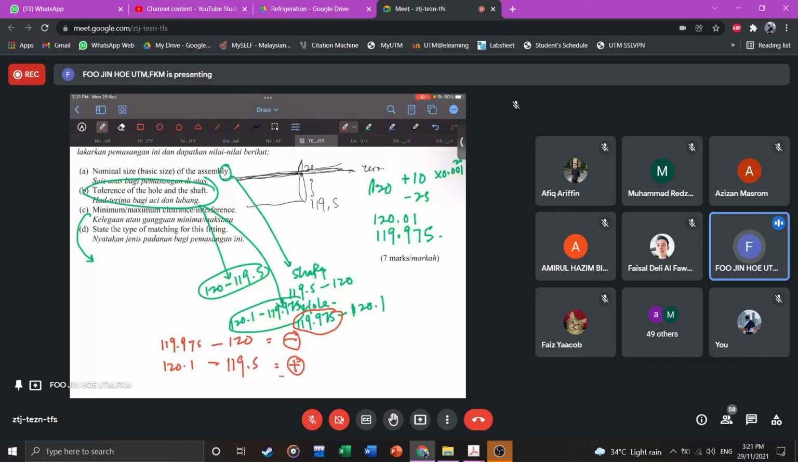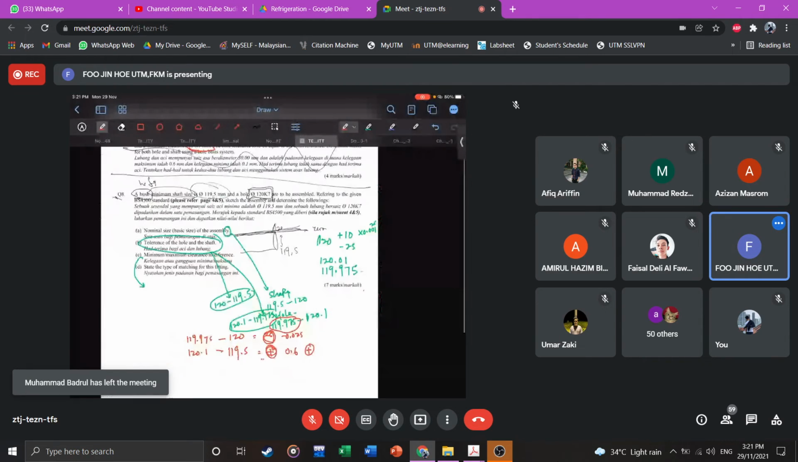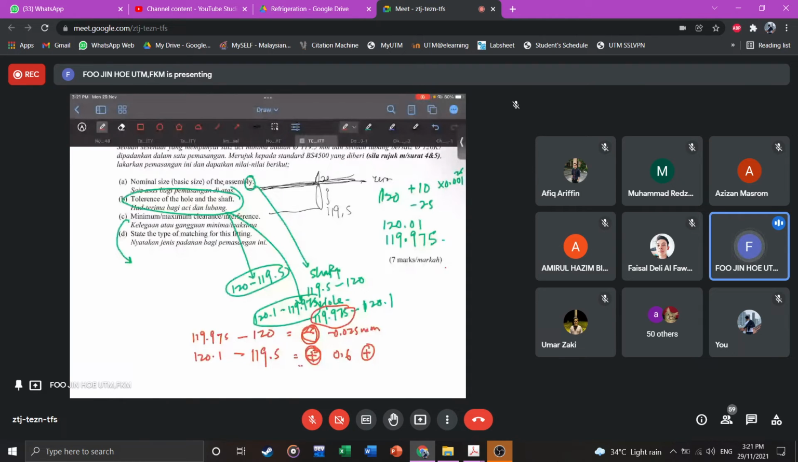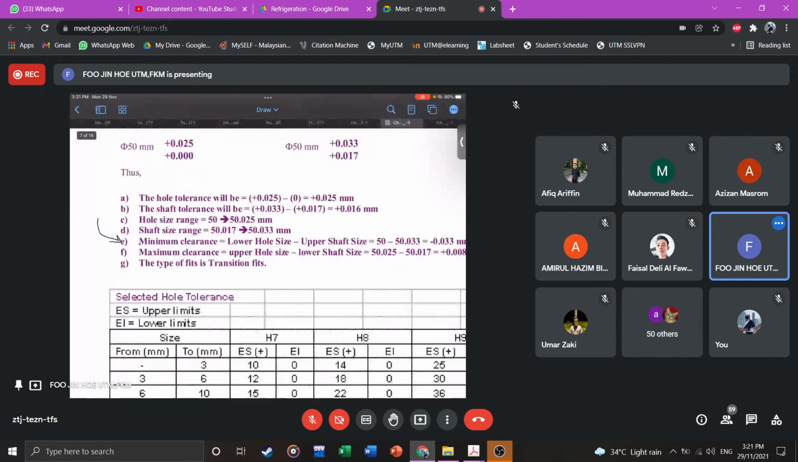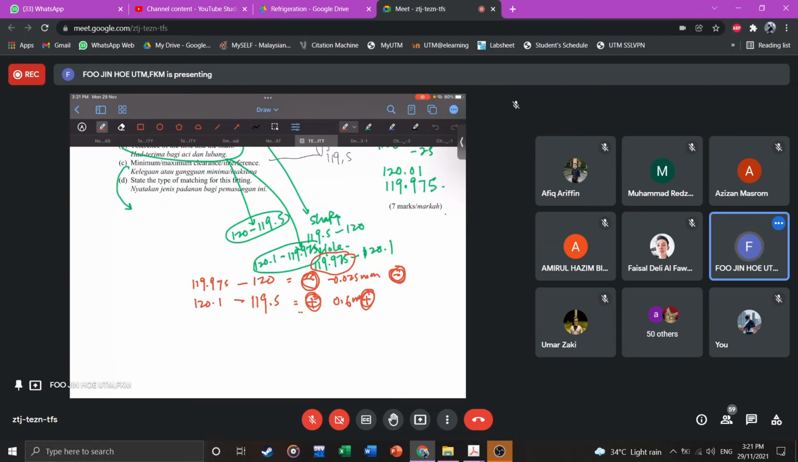In the test you don't just write negative or positive. You write the figure, equal to 0 point something. This one is equal to 0.6, so it's a positive. And 119.975 minus 120 is equal to negative 0.025, with a unit of mm. So this is a negative value. So you will know that is the minimum clearance. The clearance is sometimes positive, sometimes negative.